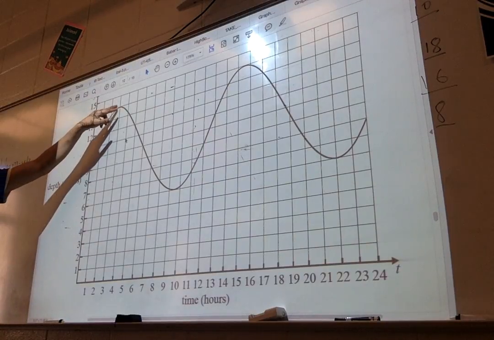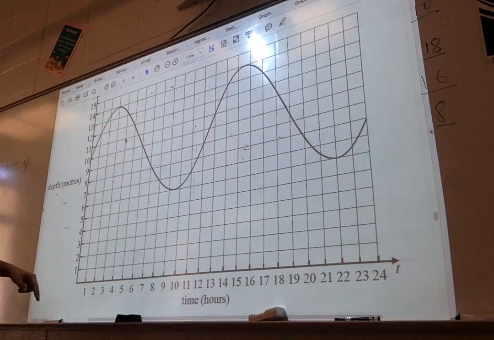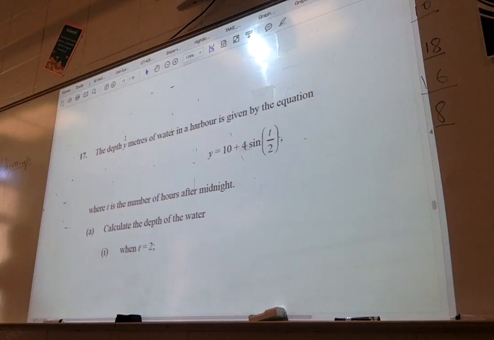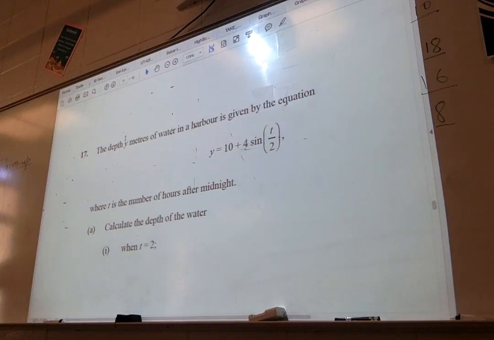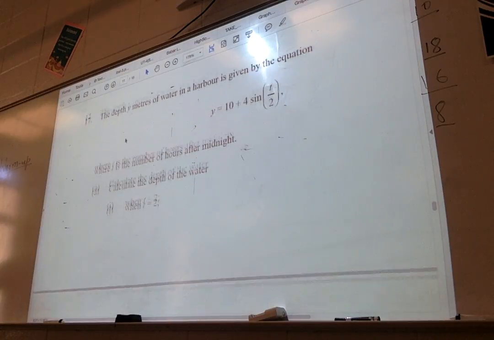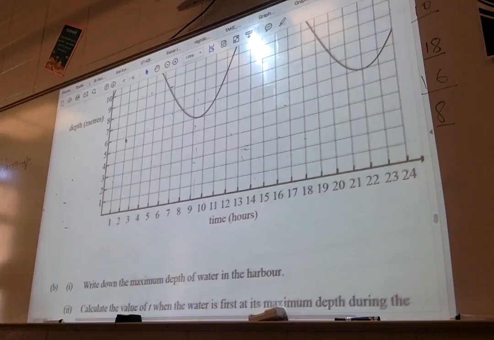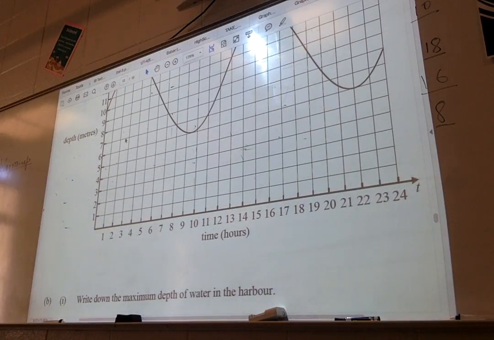So that means you've got to take this value and plug the 14 in this equation, y equals 10 plus 4 sine t over 2, and solve for t. Yeah, that's right. Now, you have to be even more specific about time. What is the time? 3.14 hours after midnight, or 3.14 a.m.